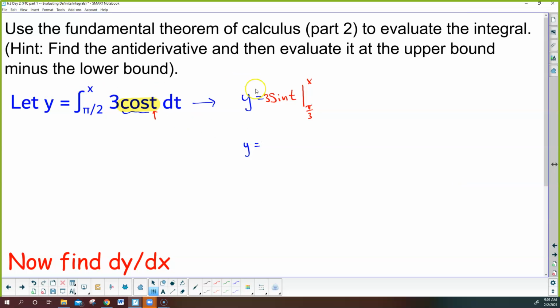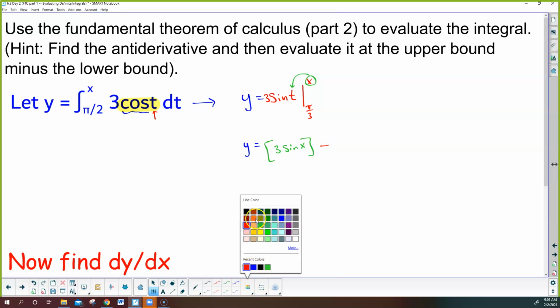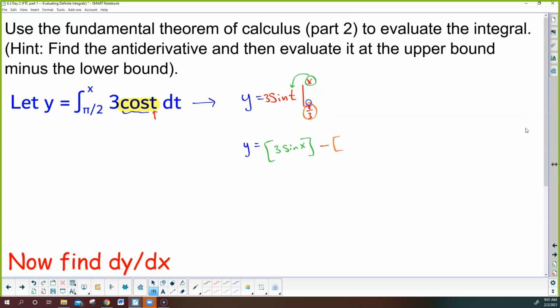Now we're just going to say this whole time, this is what y is equal to. So then, we found the antiderivative. We're going to take x first and plug it into the variable. So I'll get 3 sine of x. And then we're going to subtract the lower bound evaluated. So 3 sine of pi over 3.